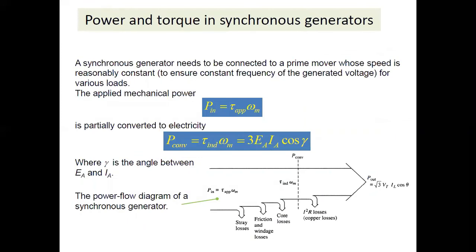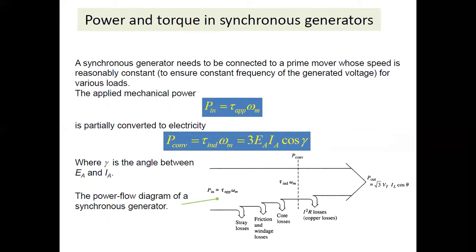Then next comes the power and torque in synchronous generator. A synchronous generator needs to be connected to a prime mover whose speed is reasonably constant. This is just to ensure the output, that is the frequency, remains constant, and the voltage is constant for various changing load conditions.